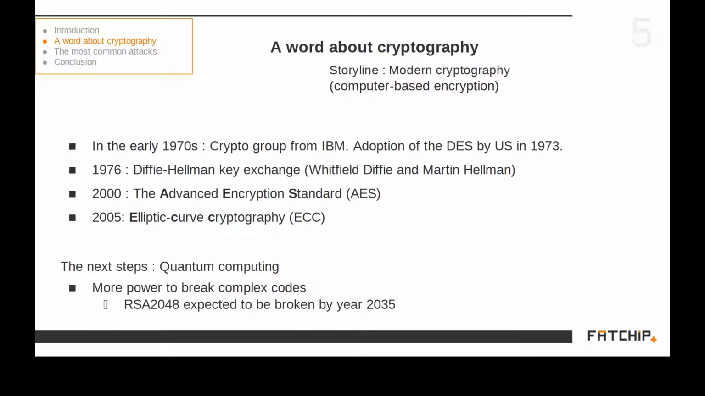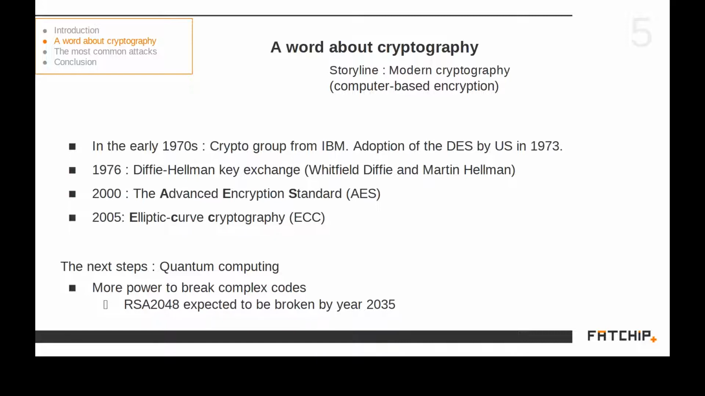And then in the early 70s, the first groups of cryptography started from IBM, and not only. And some standards appeared for cryptography, like the DES, that was well known, and adopted by the US in 1973 as a main crypting system. It got cracked in 1997, actually, so it's not to be used anymore.